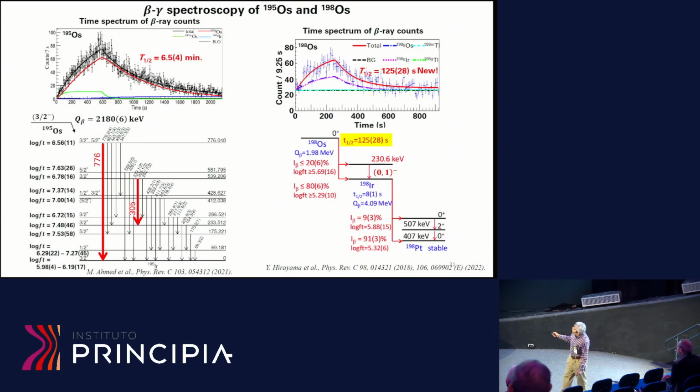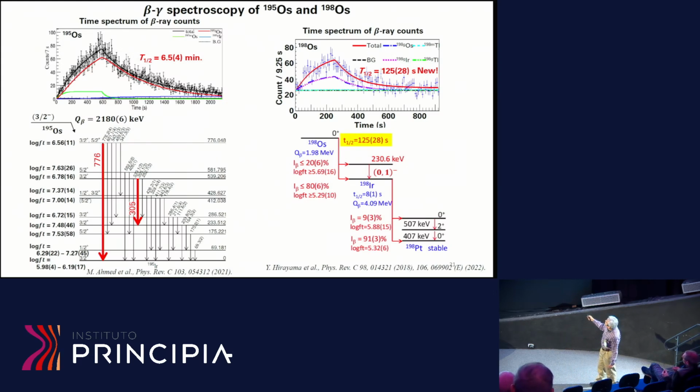First one is the beta gamma spectroscopy of osmium-195 and osmium-198. This figure shows the growth and decay curves of the beta ray detection, and we have measured the half-life. It was already measured, and it is consistent with the literature value. However, we have determined the decay schemes for the first time and deduced the log ft values. They are consistent with the first forbidden transitions and support the 3/2 minus state for the osmium-195 ground state.